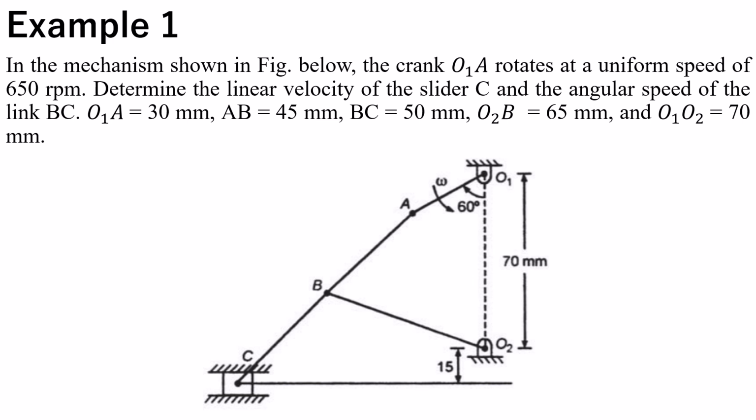In this example, we have a crank O1A rotating at 650 revolutions per minute. Our goal is to find the linear velocity of the slider C and the angular speed of link BC. Dimensions are provided as shown, and the diagram shows the configuration of the mechanism, including the 60-degree angle and fixed distances like 70 millimeters between O1 and O2.